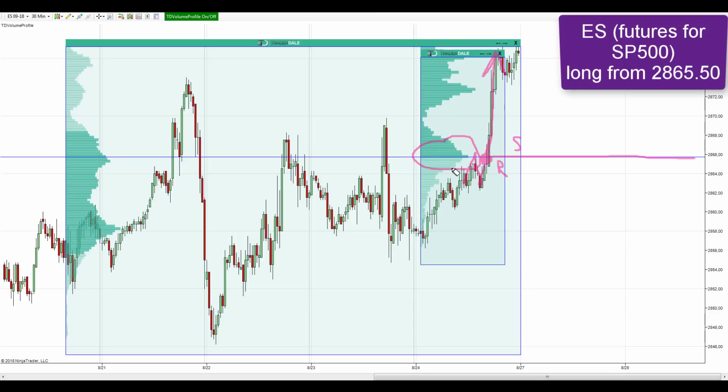So you have a volume setup in this level, you have resistance, which became support. And another confirmation of the level, the third confirmation of this level, is the weekly profile. This level is also pretty strong on the weekly profile. It isn't the point of control. The point of control of the week is right there, but it is still visible from the weekly profile. It is still a very strong level from the weekly point of view.